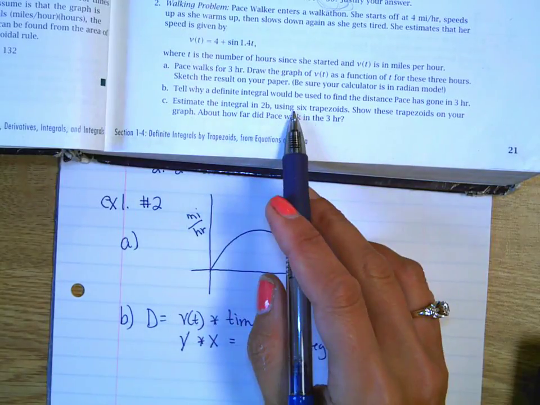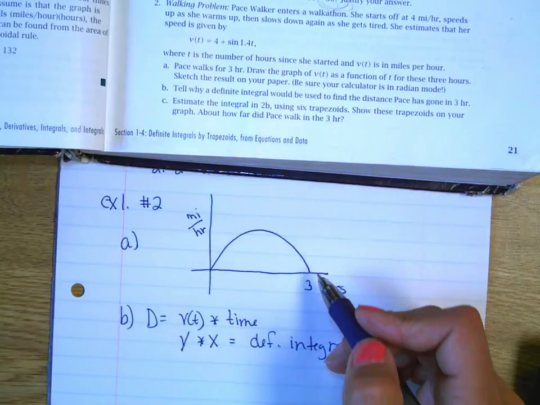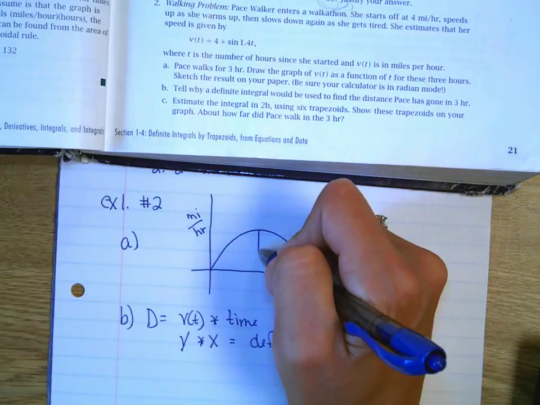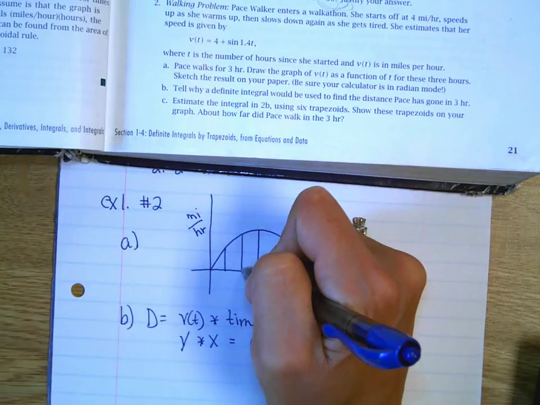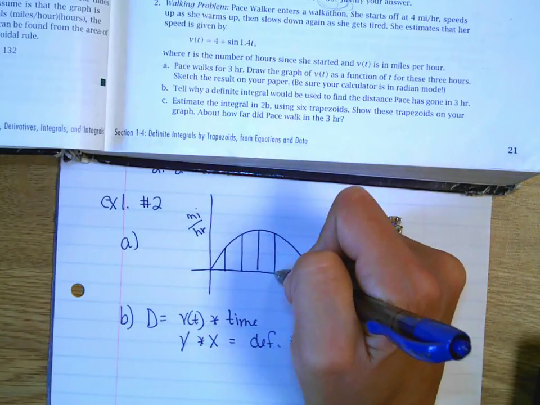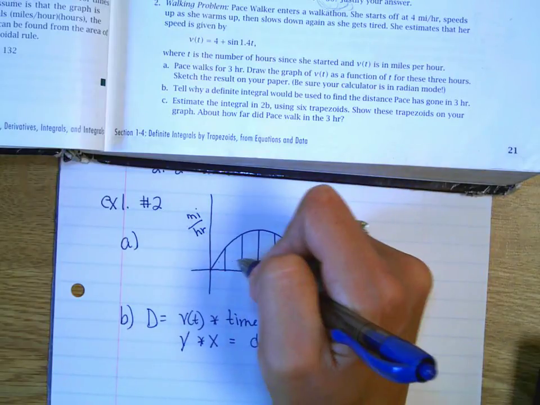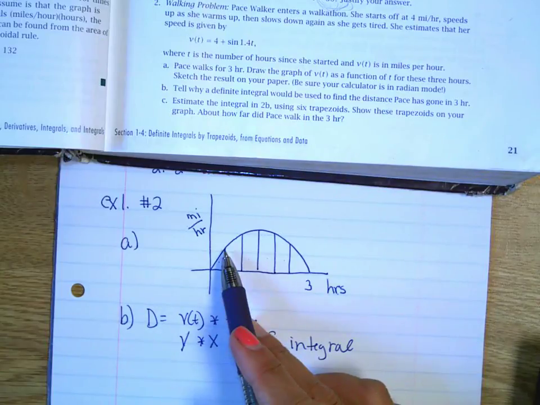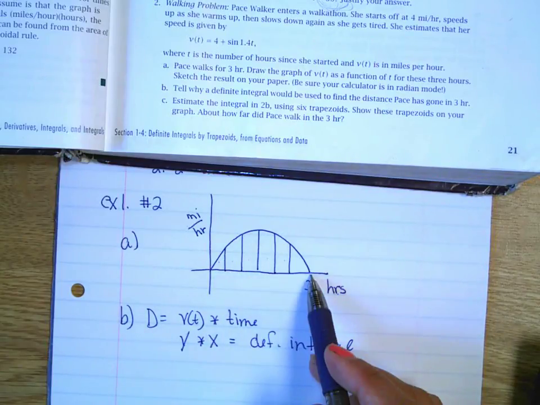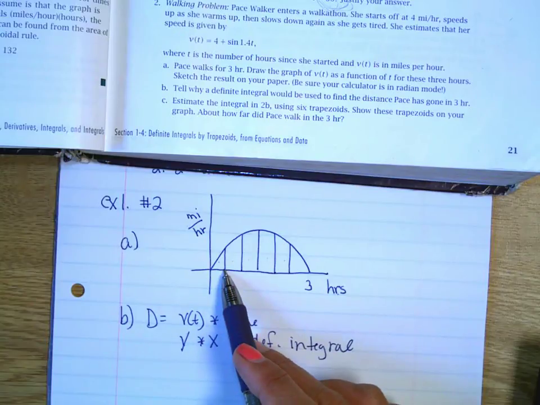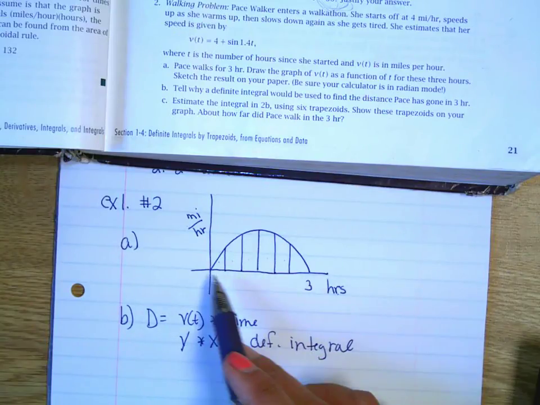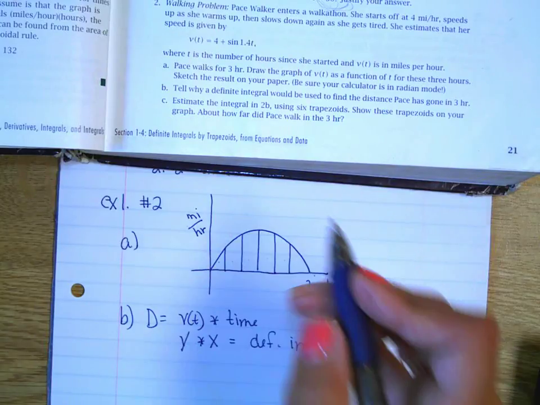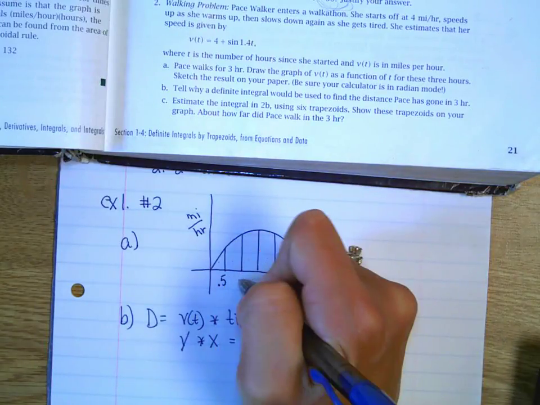Okay, estimate the integral using 6 trapezoids. So I want to divide this thing up into 6 equal pieces. So 1, 2, 3, 1, 2, 3, 4, 5, 6. Okay, I'm going to let the calculator give me all of these y values. So think about what the increment has to be here in order to take a distance of 3 and divide it into 6 equal parts. I think you can handle that. It's every half hour.